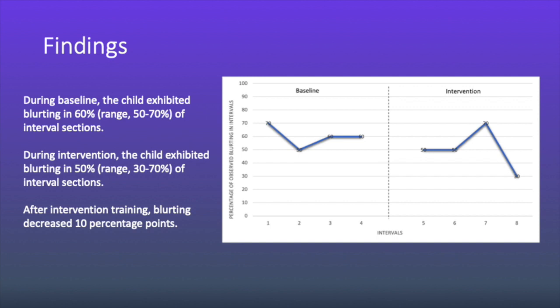This graph shows the baseline and intervention data from each interval. The baseline data shows that the target student blurted an average of 60% of the time, ranging from 50 to 70% in the first 4 intervals. The intervention data shows that the student blurted an average of 50% of the time, ranging from 30 to 70% in the last 4 intervals. After the intervention training, blurting decreased 10 percentage points.